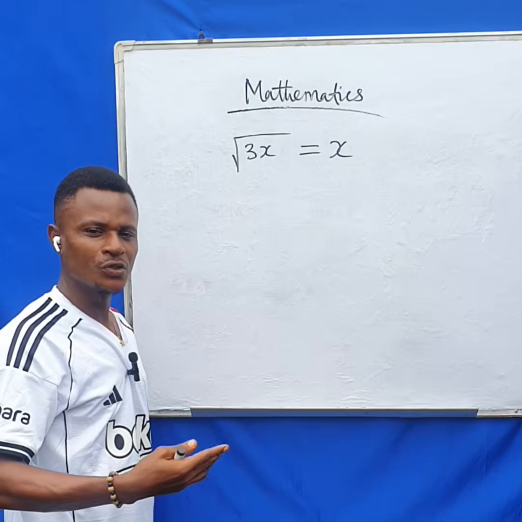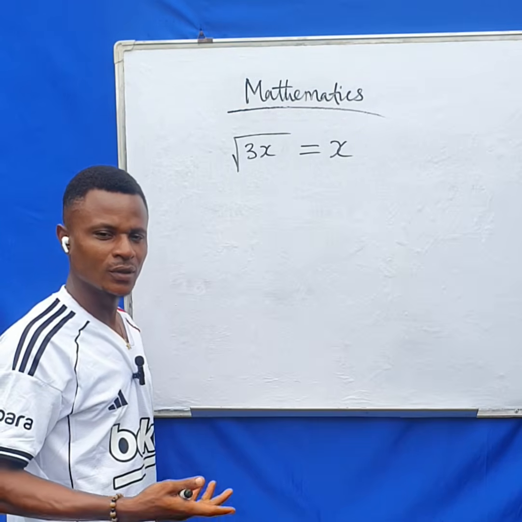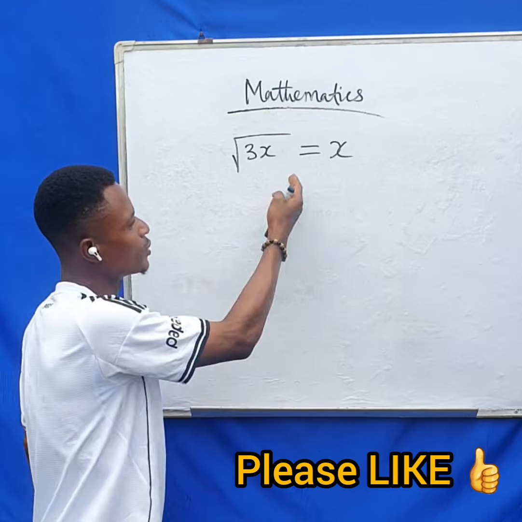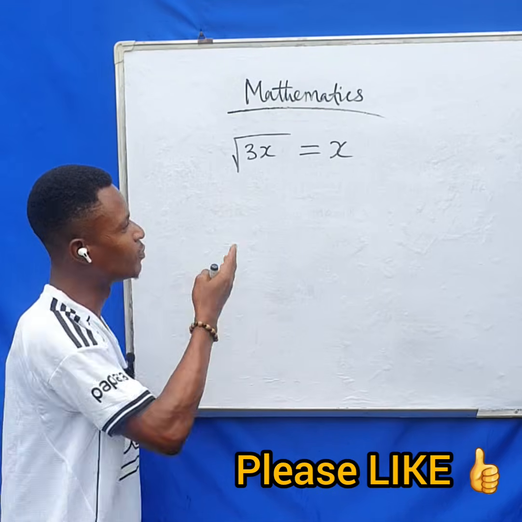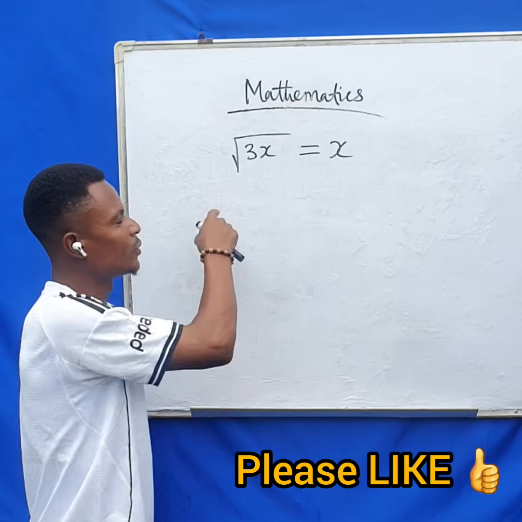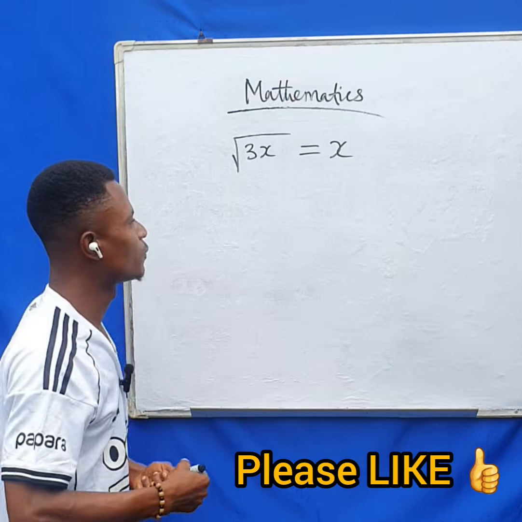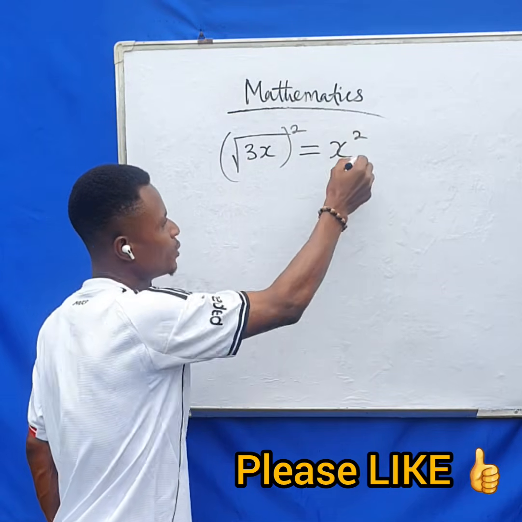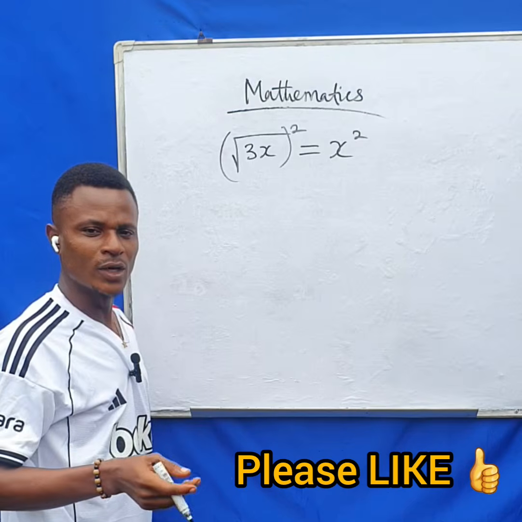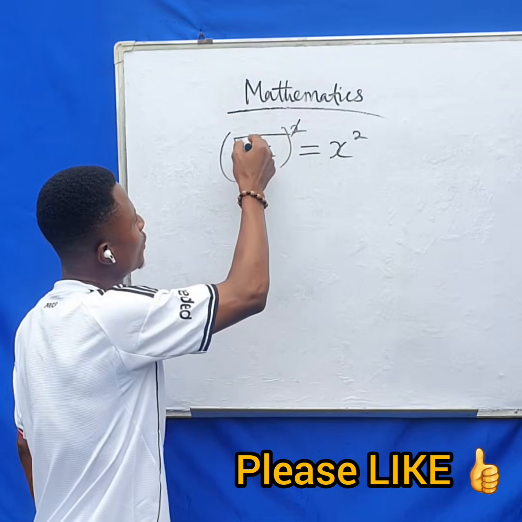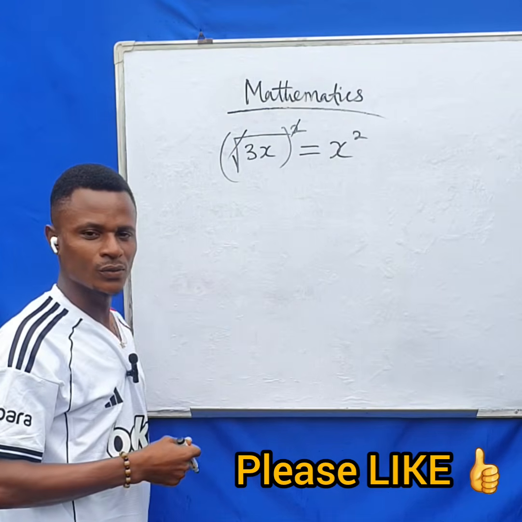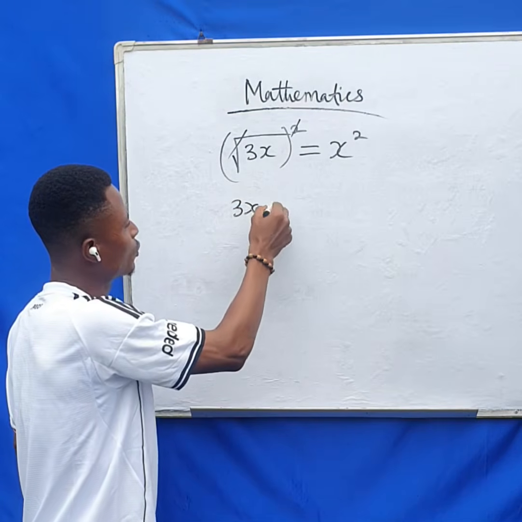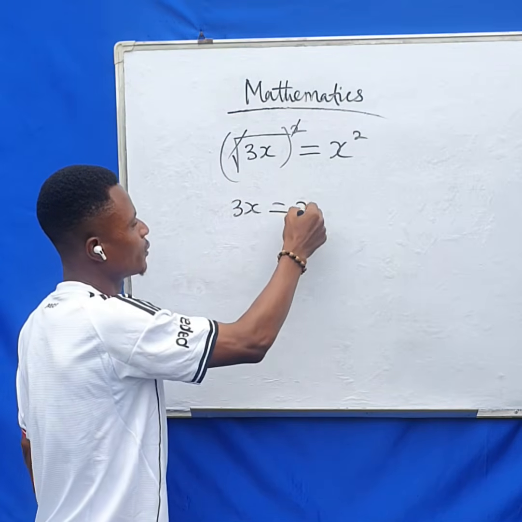Now the question is, how do you get rid of the square root sign? It's very simple. What you have to do is take the square of both sides. When you take the square of both sides, the square root sign will go out. So our first step is to take the square of both sides. Square this and also square this. When we do that, this power 2 here and this square root sign will cancel, and we are going to be left with 3x equal to x squared.